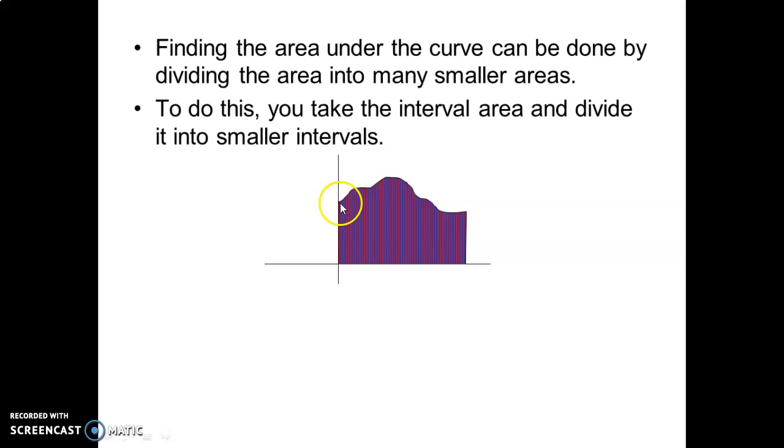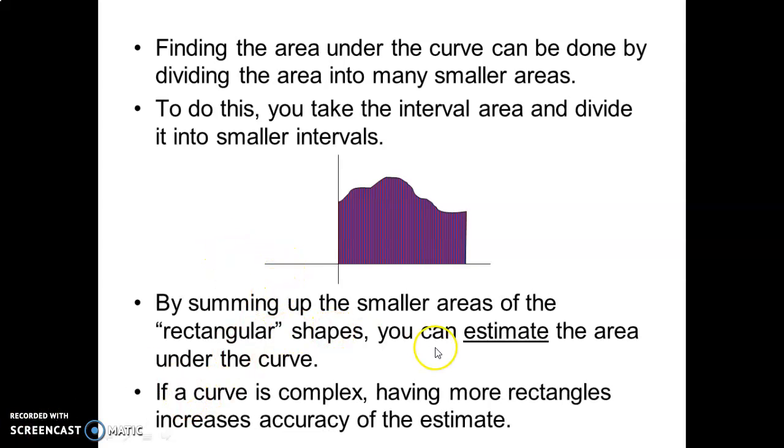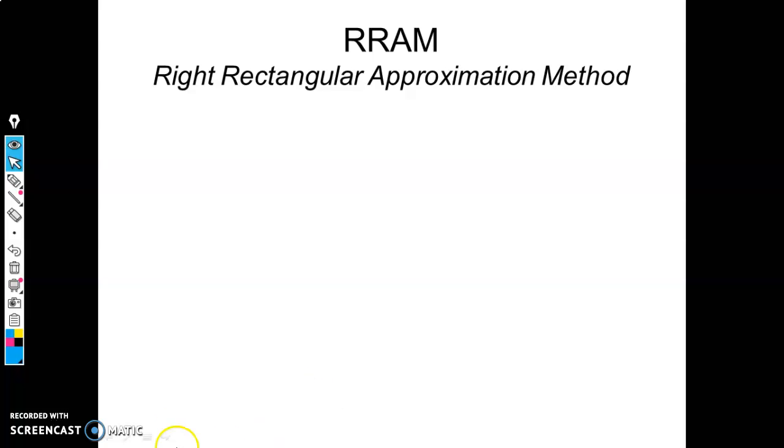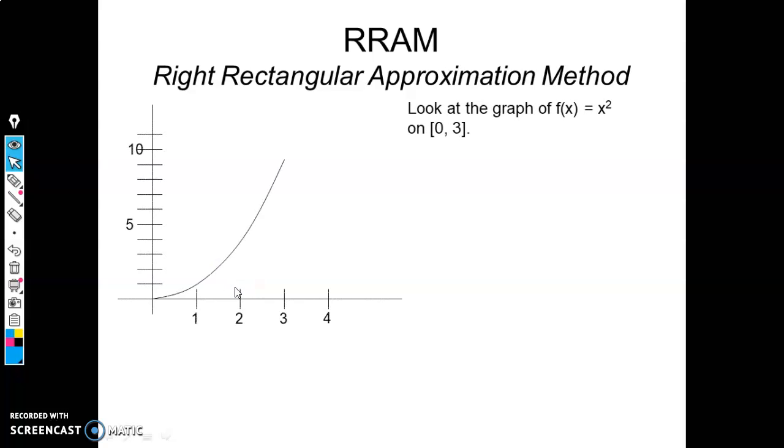Okay, so we're going to divide up the area under a curve into rectangles, and then of course hopefully you remember you find the area of a rectangle by doing length times width. All right, so the rectangles will just be an estimate, and there are two methods here that we're going to look at. This first method is called the right rectangular approximation method, or RRAM for short, and it is useful, but it is of course just an estimate here.